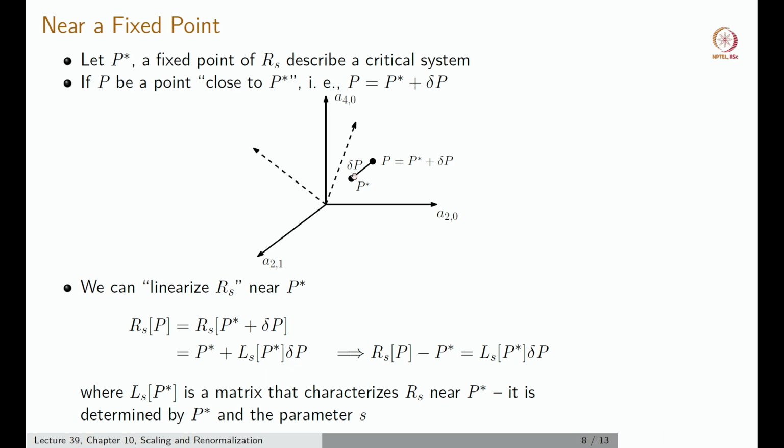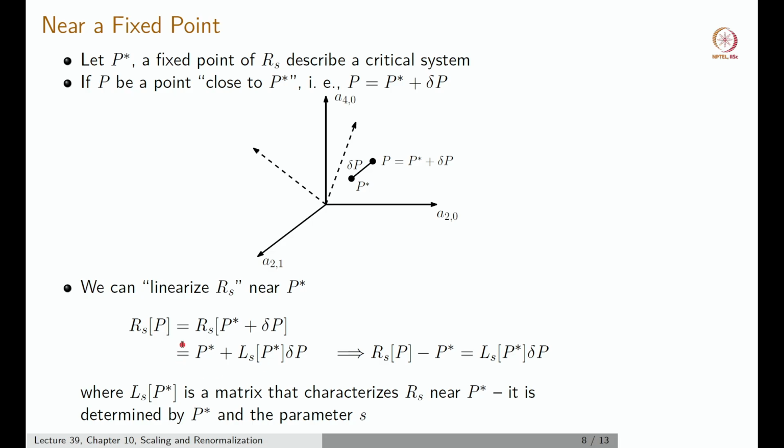delta P. So the idea is that I have something in the neighborhood of P star. Under the renormalization group transformation, it will remain in the neighborhood. So if this is an infinitesimal, it will be again infinitesimally close by, but changed by a matrix. This is some huge matrix Ls. That matrix depends on P star. It has properties of this critical point P star, and the parameter S also is involved in this. So this is like, I have some very complicated map in some very high dimensional space, and I am linearizing the map about some fixed point.